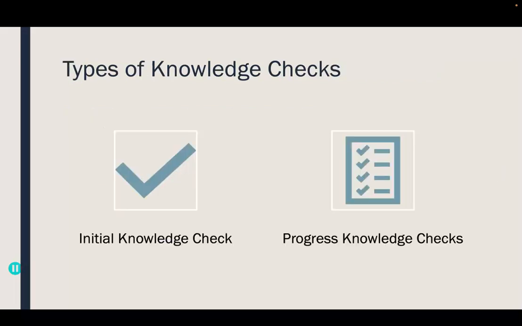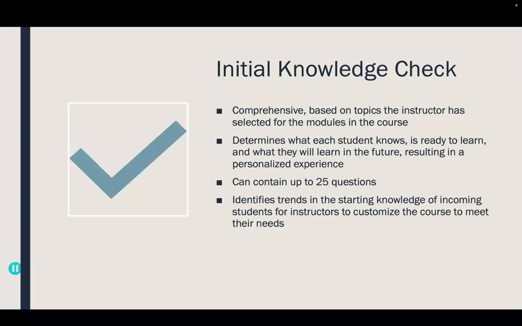There are two main types of knowledge checks that will be utilized in a course build: the initial knowledge check as well as progress knowledge checks throughout. The initial knowledge check will be taken on day one of the course. This knowledge check is comprehensive of all topics that instructors put into the modules in their course and can contain up to 25 questions. This knowledge check will help identify trends in the starting knowledge of incoming students, which will help instructors customize the course to meet the needs of the students and see where they're at on day one.